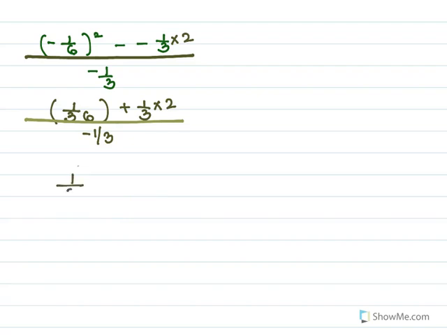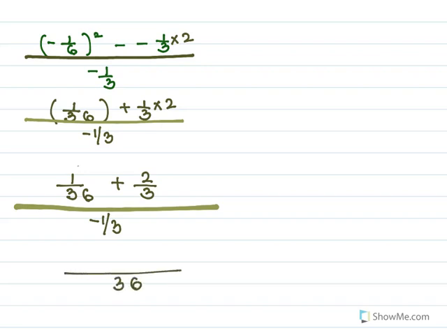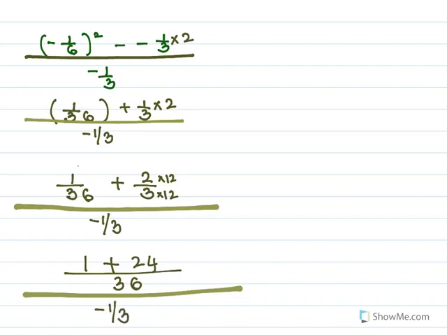So we'll have 1 by 36 plus 2 by 3, that's the numerator, over the denominator, which is minus 1 by 3. In the numerator we'll take the LCM, and the LCM is 36. So it will be 1 plus, this will be into 12, so 24. This is the division. The denominator is minus 1 by 3. So now for the numerator again, it will be 25 over 36.